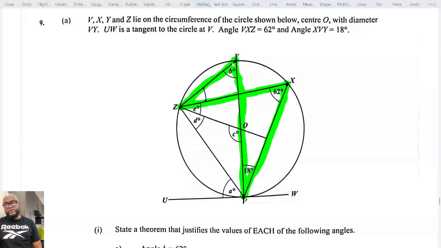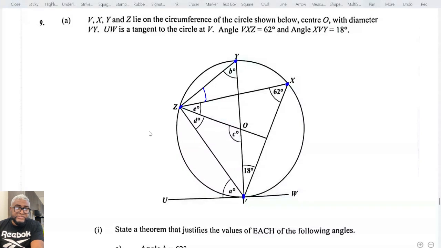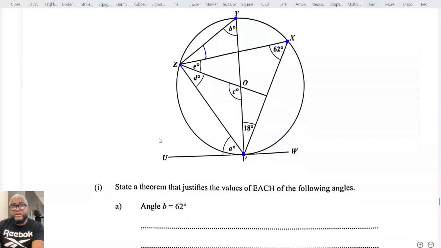So these two angles are equal, these two angles on the top here are equal, and this angle here is equal to this angle here, right? But let me see what CXC is asking us for. Yeah, I see some theorems there. State a theorem that justifies the value of each of the following angles. So let me scroll along and see. So I see B is equal to 62. What's the theorem that justifies that?